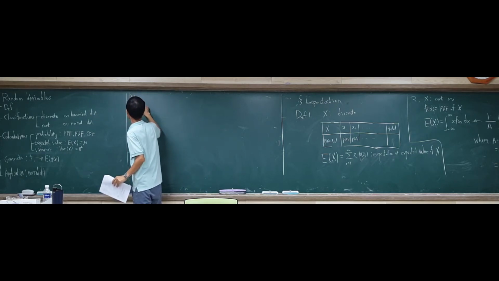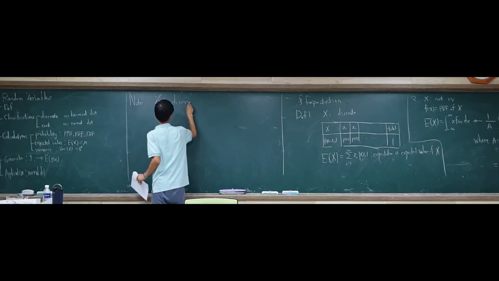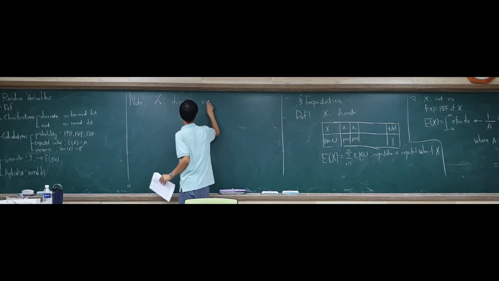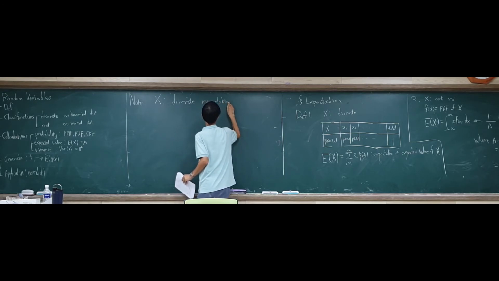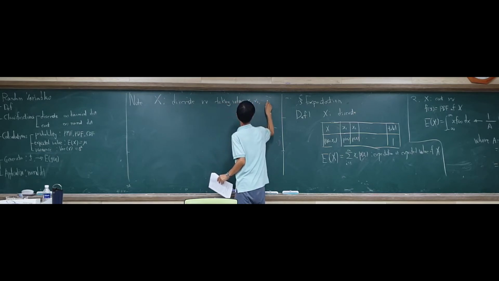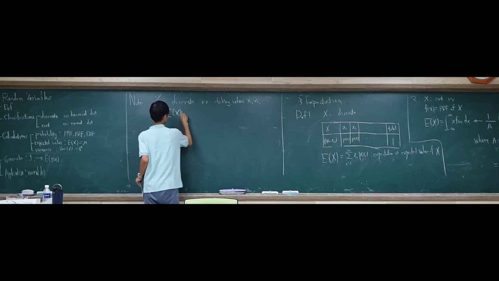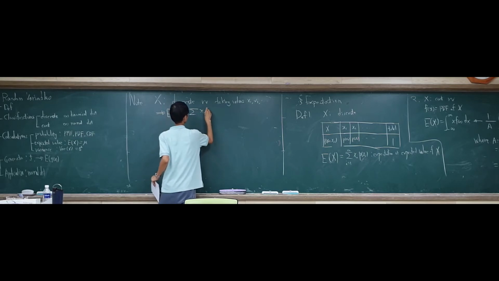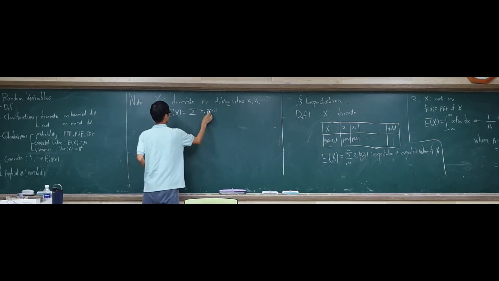Note that if x is a discrete random variable taking values x1, x2, and so on, then the expected value of x is given as the sum of xi times P(xi). P(xi) means the probability that capital X takes the value small xi, where i runs over all indices.